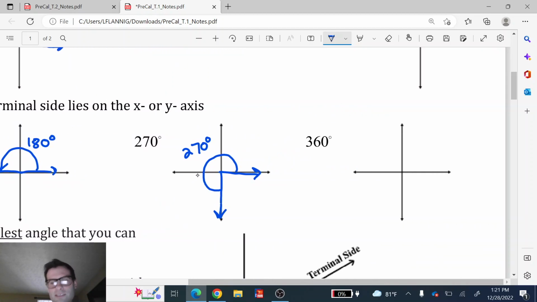And the last is the 360-degree angle, which is the full circle. So we start all the way on the right, and we work all the way around. That is a 360-degree angle right there. Those are just some of the basic things you need to know to start really working with trigonometry.